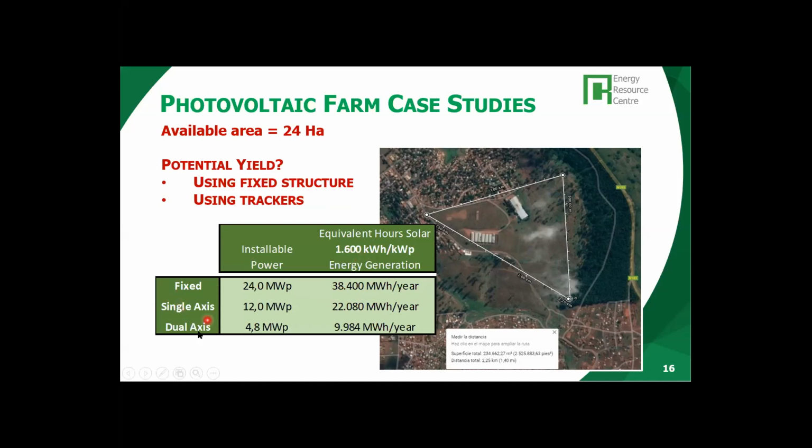If we use trackers, we will be able to install fewer PV panels. Remember, we have to space them. So the system could probably be cheaper. We will see the cost now. But then the generation is proportionally higher because of the tracking. So you see, in one same area, we could be expecting different yields, different generation levels, depending on the kind of tracking or fixed structure that we use.